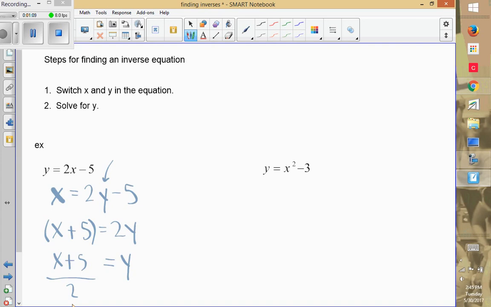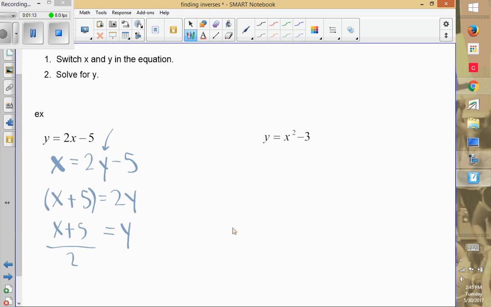Life can get a little trickier when we have different types of functions. For example, in this second example, when I switch x and y, and I begin to solve for y, I will see that I actually have an even power on the y, and that can cause a problem sometimes depending upon what I want to see in the inverse.